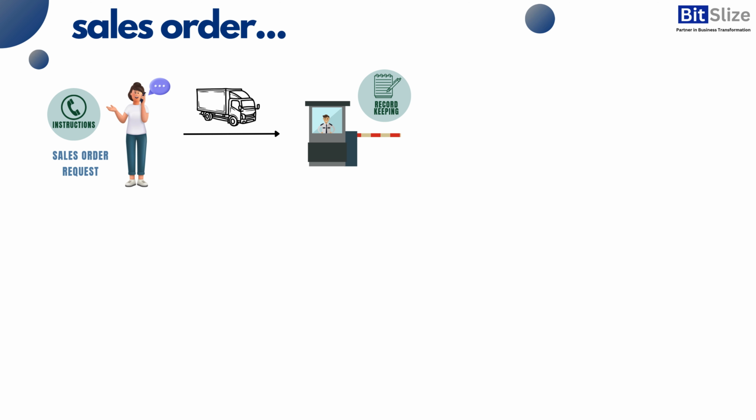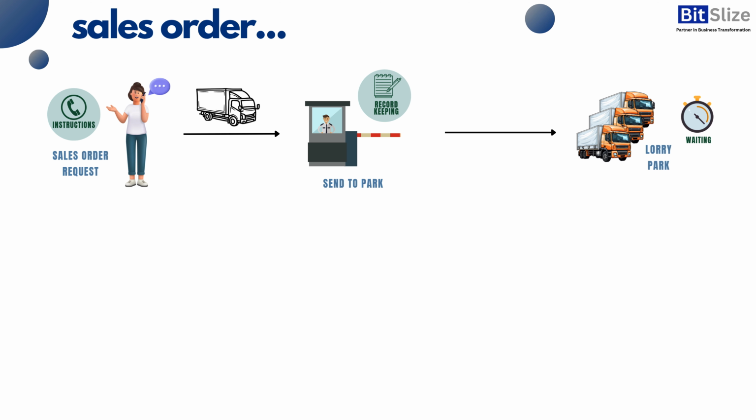Due to the huge space requirement to keep the order ready, it's not practical to be ready with the order as soon as the order is placed. The order preparation will be done once the lorry arrives at the gate. Once verified, the lorry is sent to the lorry park, where it waits for an available loading bay. There are multiple loading bays. The loading bay then calls when it's time for loading.